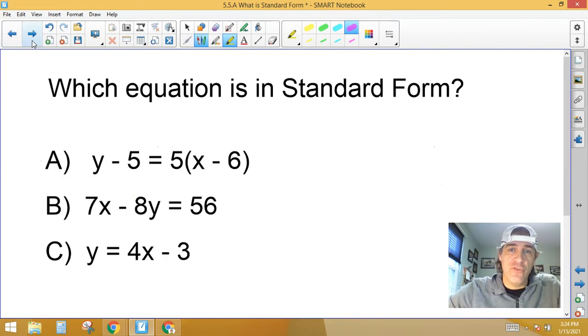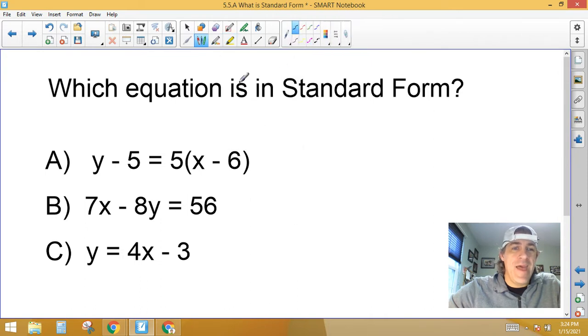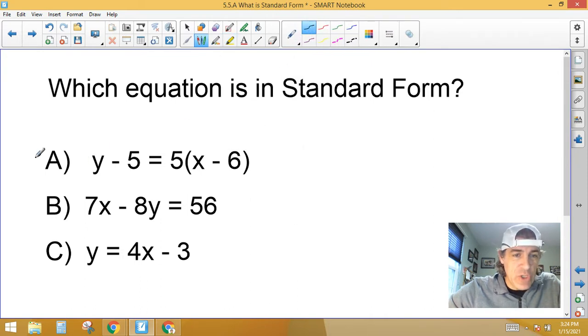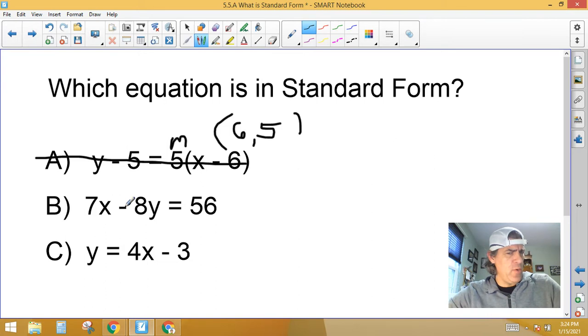So the first thing we want to do is identify which of these equations is in standard form. Try it out. I hope you looked at A and said, that's in point-slope form with a slope of 5, and the point would be (6, 5). So since this is point-slope, nope, not that one. B, that looks like it could be. Looks kind of newish, right?